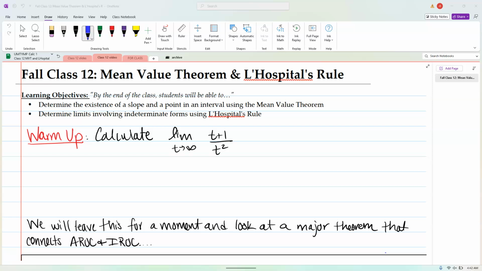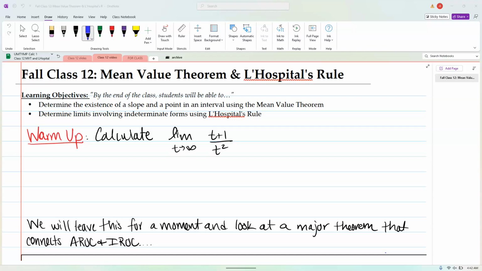This video starts our first class in a series where we look at applications of derivatives. In this video, we're going to look at one major theorem called the mean value theorem. Future videos are going to extend that into the extended mean value theorem, and then also look at another application of derivatives called L'Hopital's rule that utilizes limits. And in that spirit, let's look at this warm-up question.